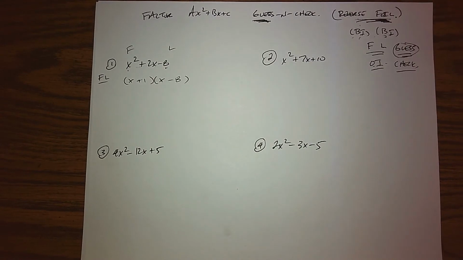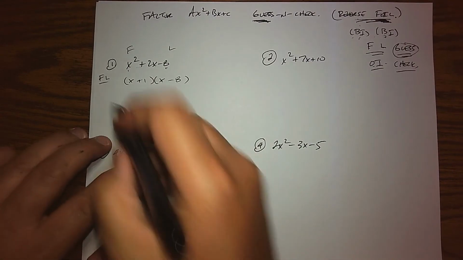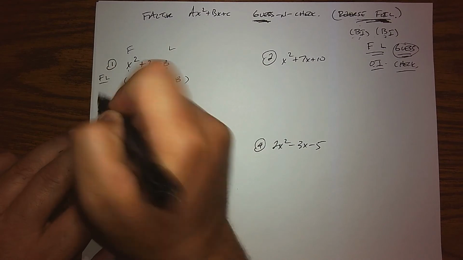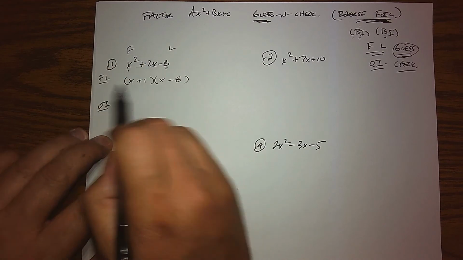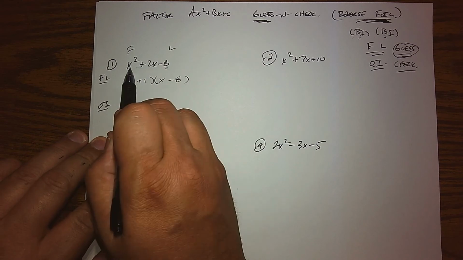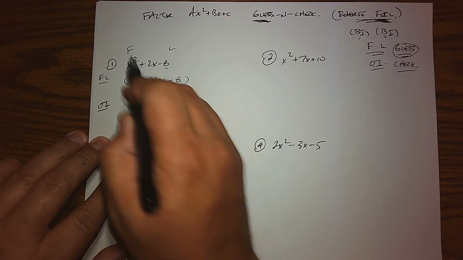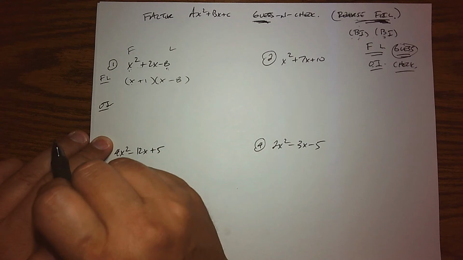That's a combination that works. And so right now, though, we have to see if I'm right. So the outer and the inner right now is going to help us check this. I already guaranteed first times first is first, and last times last is last. So F and L are guaranteed. But what about the O and the I?